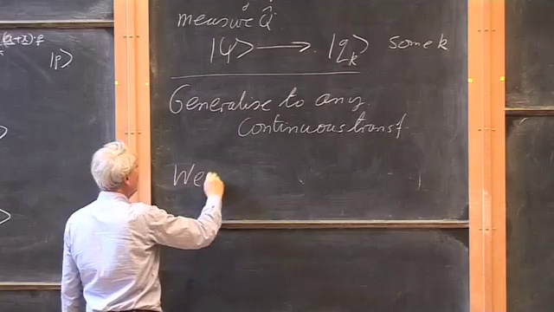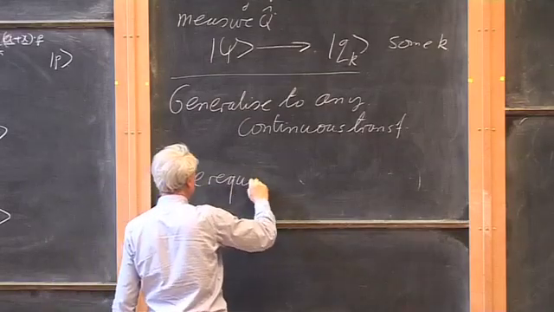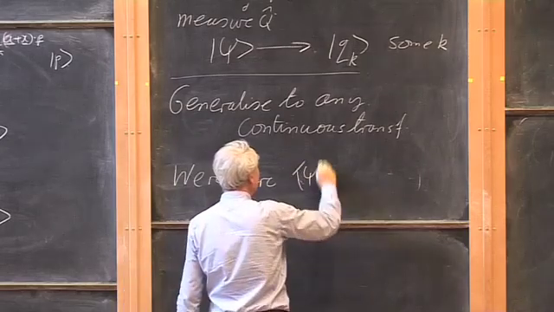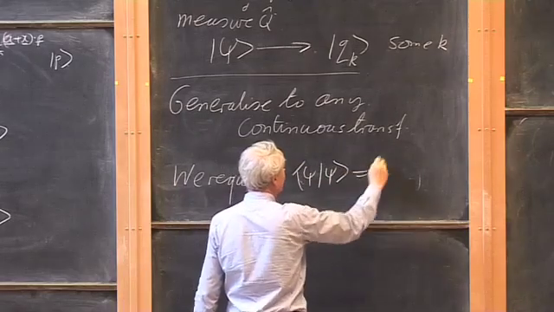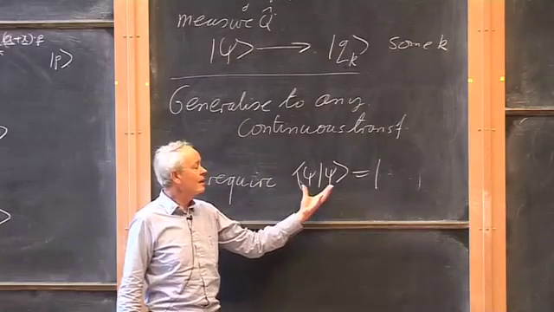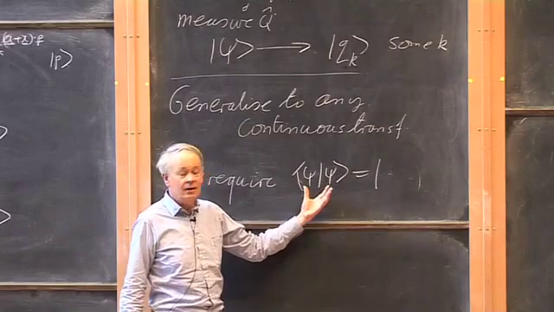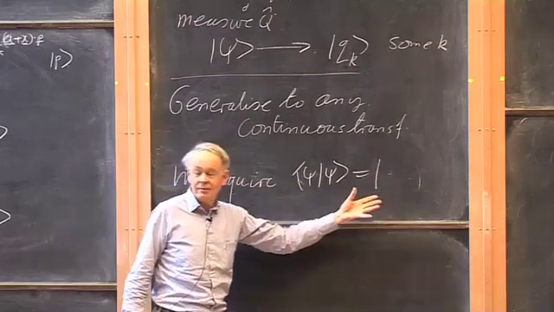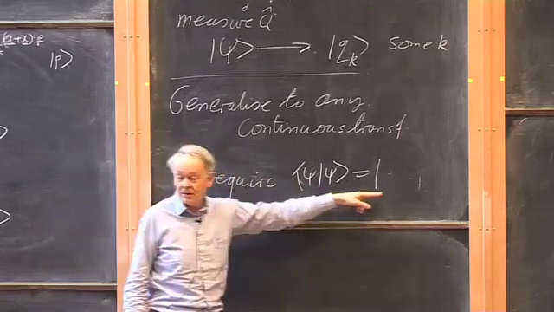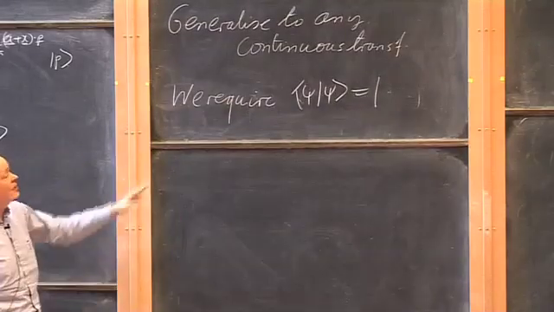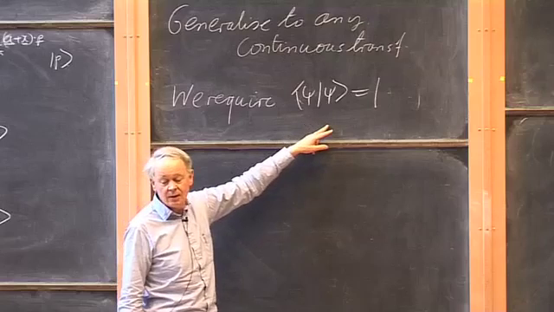We always require proper normalization. We require ⟨ψ|ψ⟩ is equal to 1. Why? Because this tells us that the total probability to get some measurement, to find something, is 1, right? That's why we're completely wedded to that normalization. So we're interested in transformations that preserve this property.